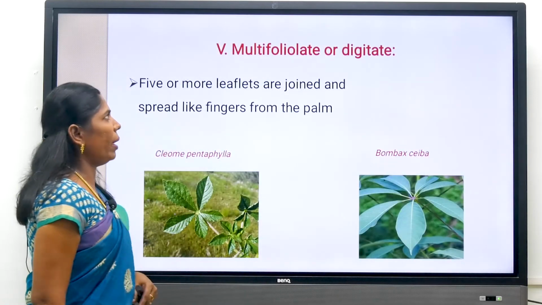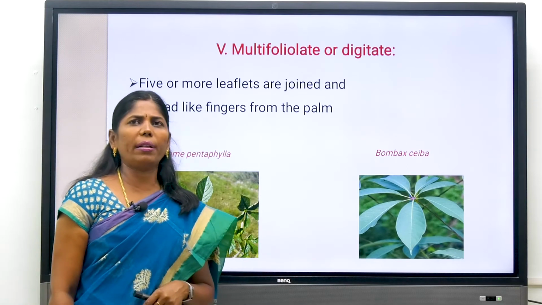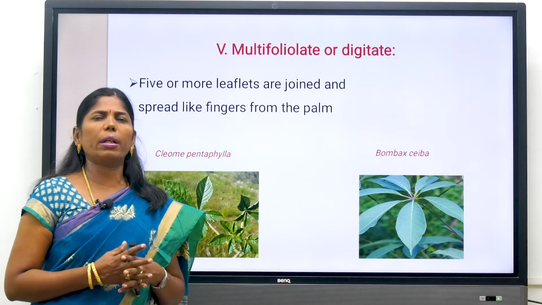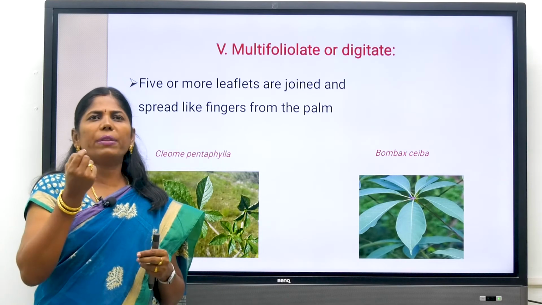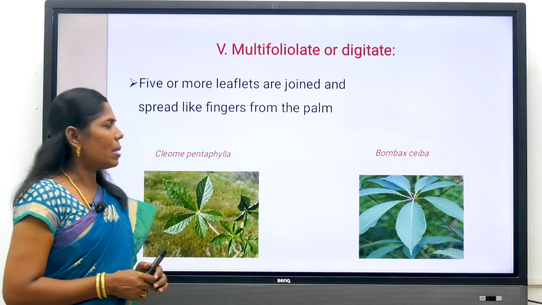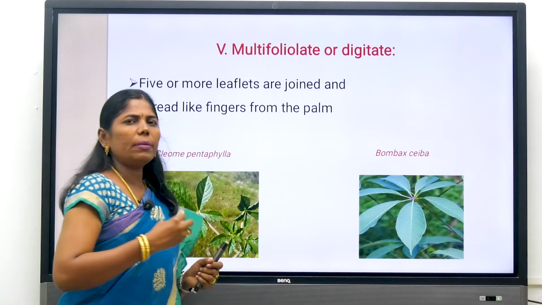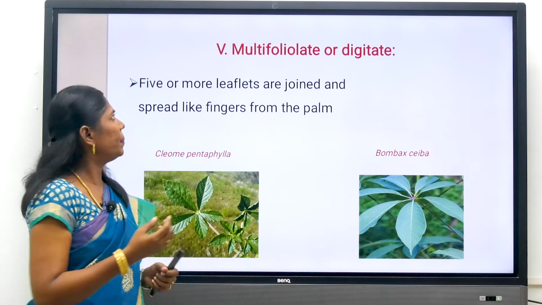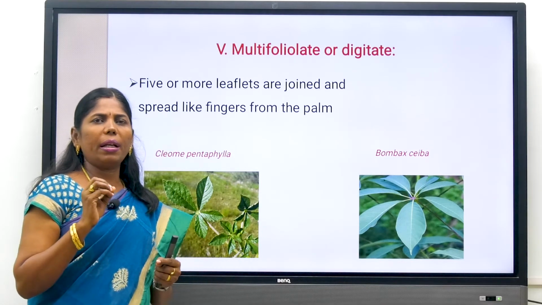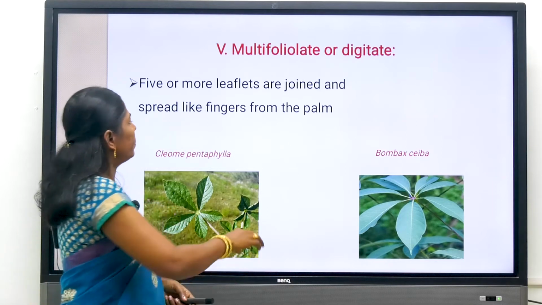Multifoliate, otherwise called digitate. We can see more than four leaflets at the tip of the petiole, and that is considered multifoliate or digitate. It also looks like fingers from the palm. Palmately means radiating: the leaflets are radiating towards the margin.